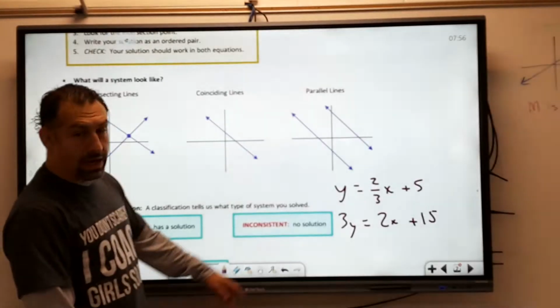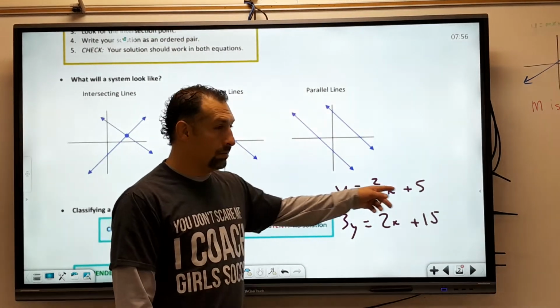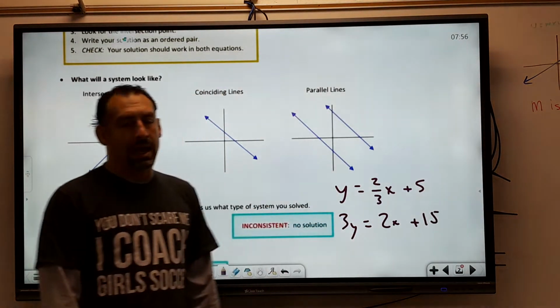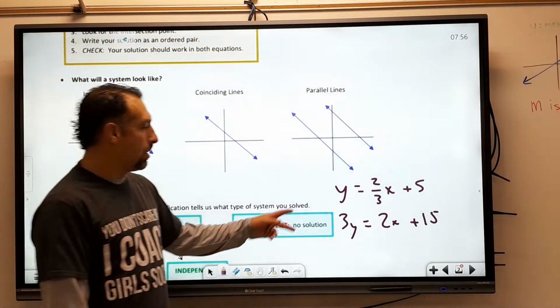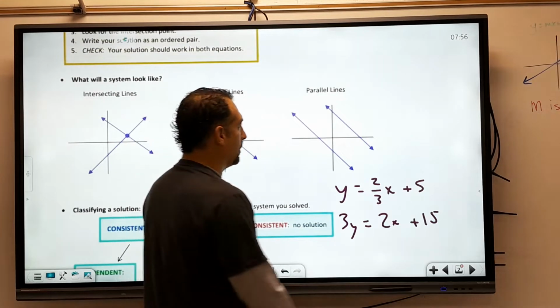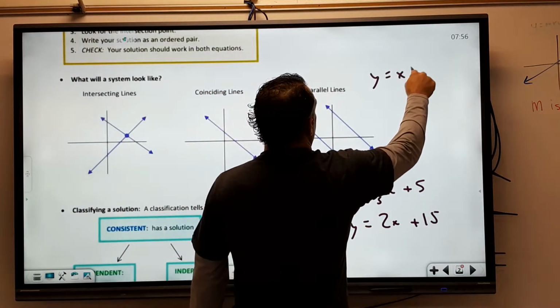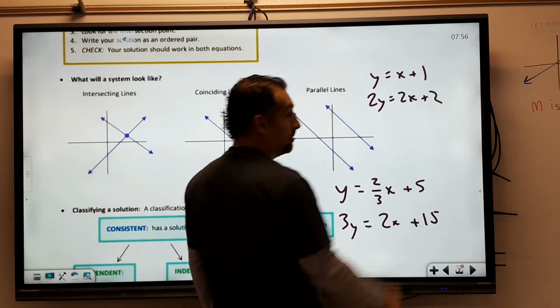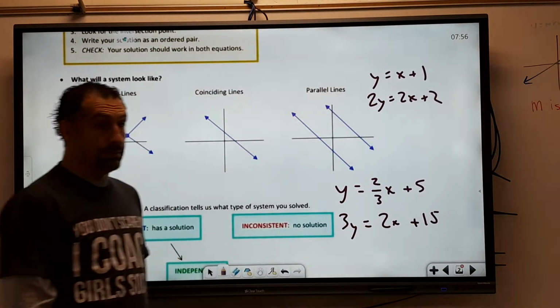I took every item on this thing and I tripled it. This one is a multiple of 3. So they end up being the same line, although they are a little different. This one is 3 times as big. Or if I did this, y equals x plus 1, and then I had 2y equals 2x plus 2. They're the same line, but they're not.